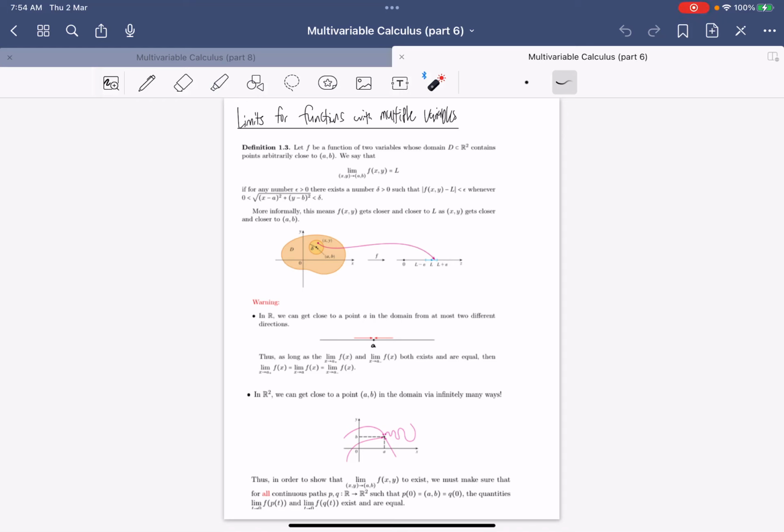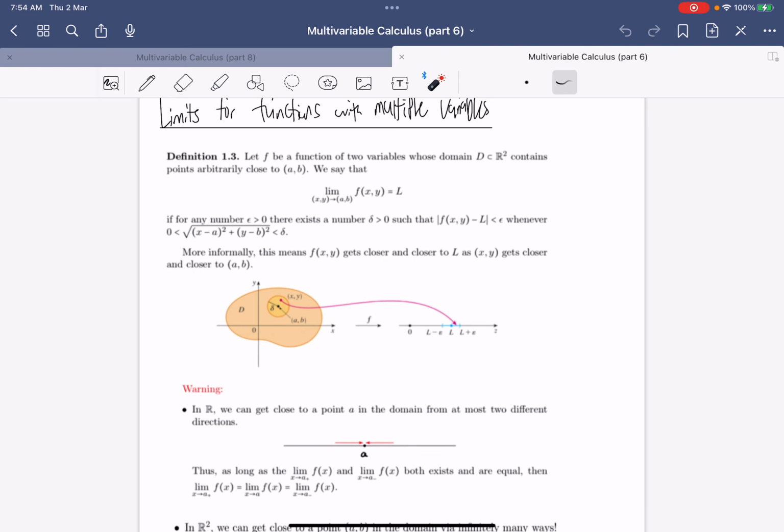Hi! In this video, I'll be talking about the limiting behavior of functions with multiple variables. So this is really a generalization and extension of the idea of limits from single variable functions to now multivariable functions. And once you're able to understand it in two variables, then you'll be able to understand it in n variables. So let's begin.